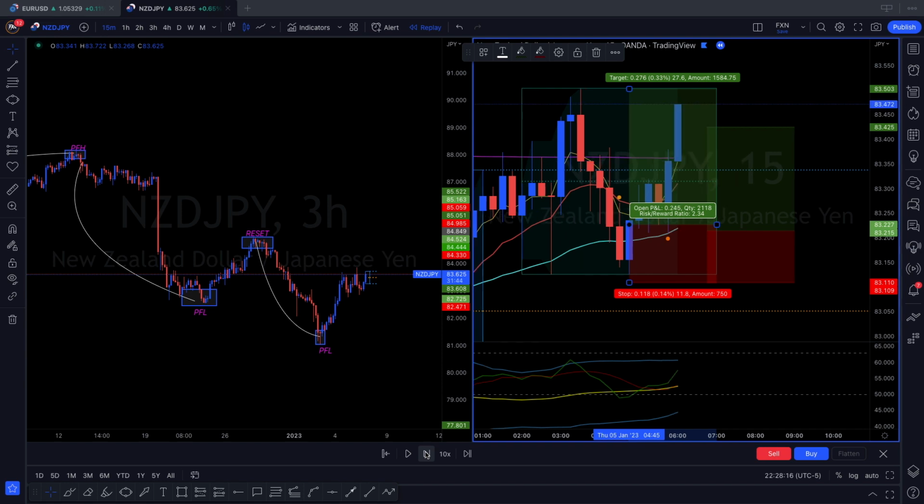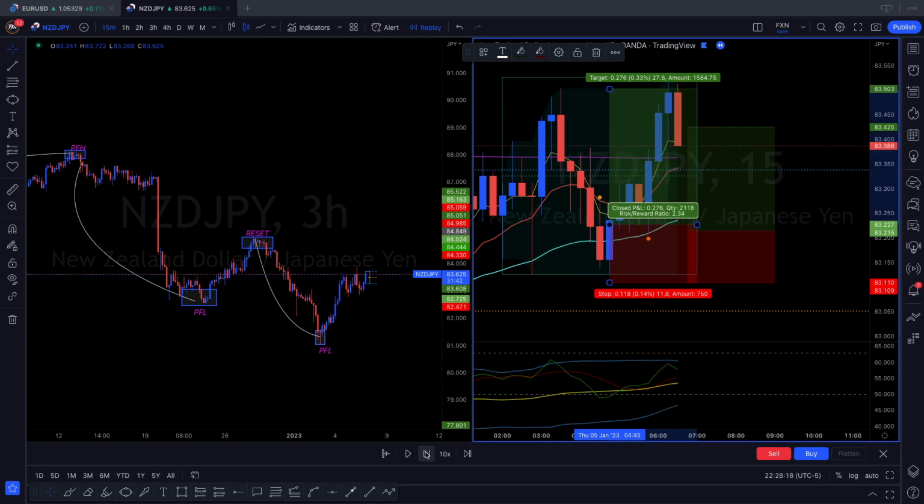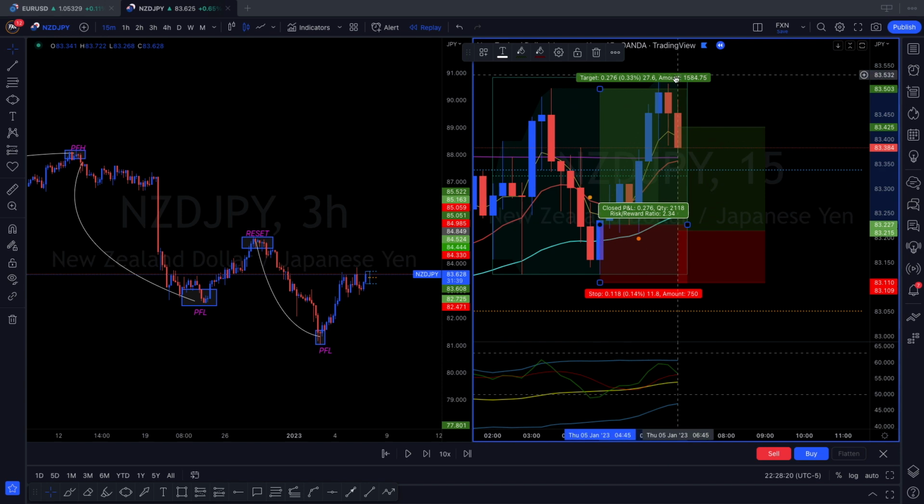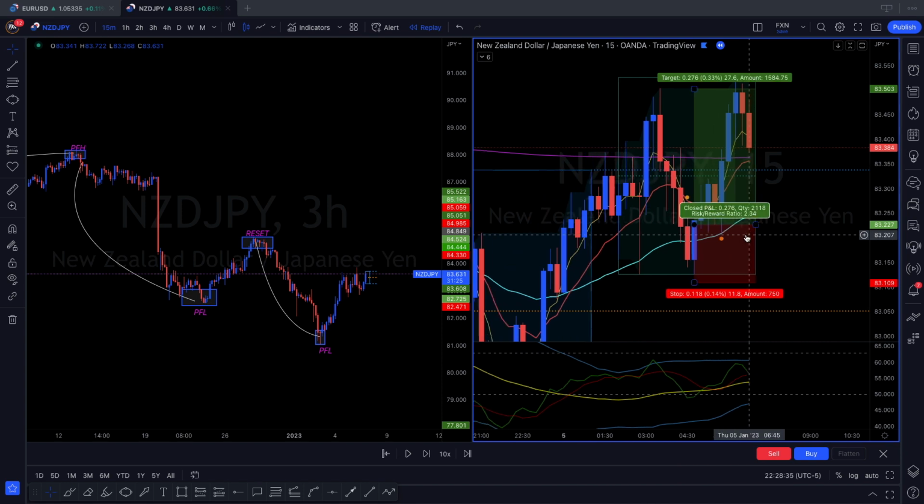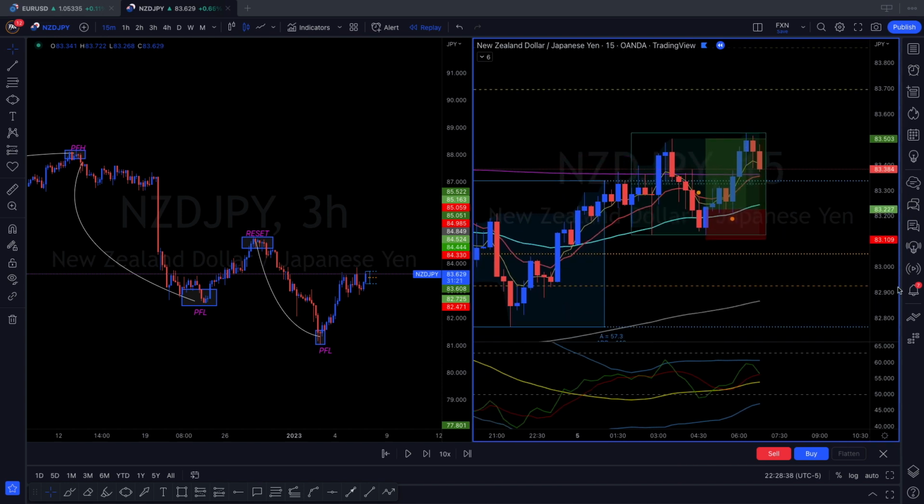But anyway, that's your entry, and then again, you're aiming for 2-to-1, and you can see price action just moving throughout the London session there. So essentially, by the 6:15 candle, your take profit gets hit on this 2-to-1. So that right there is a good example of what a type 3 pattern would look like.